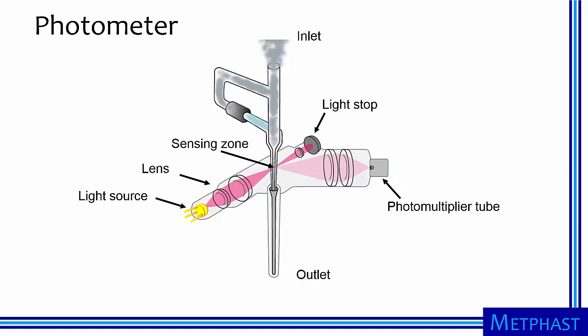The sensing zone is illuminated with light from a laser diode focused with lenses. The light passing directly through the instrument is prevented from bouncing back into the sensing zone with a light stop. Particles in the sensing zone scatter light, which is detected with a photomultiplier tube.